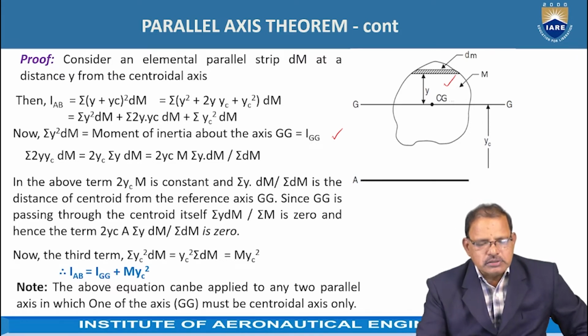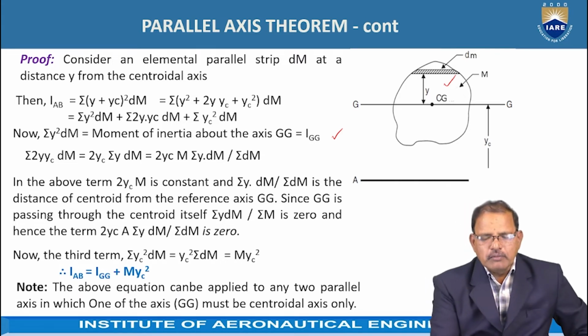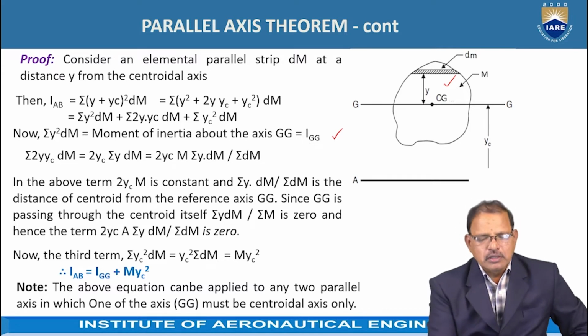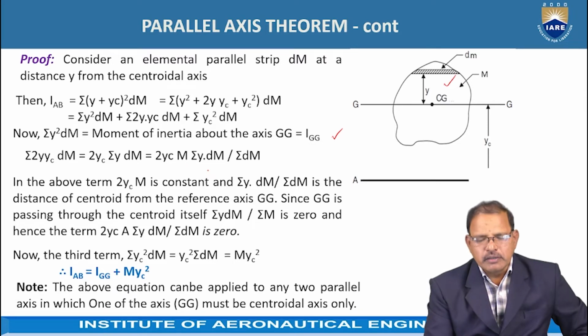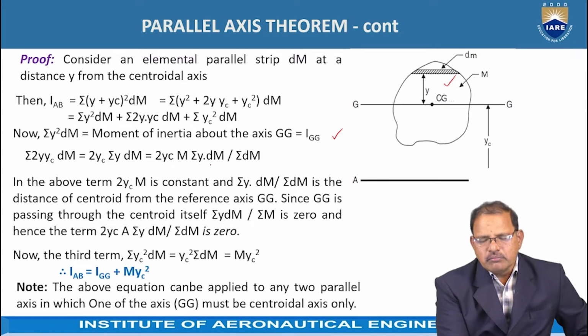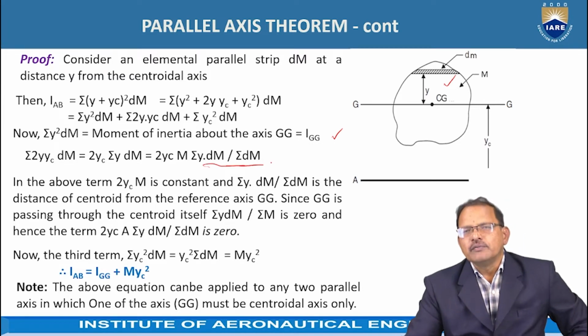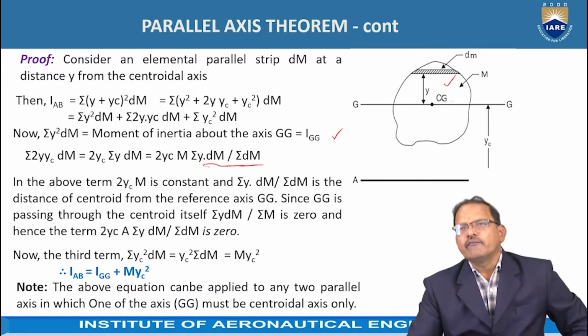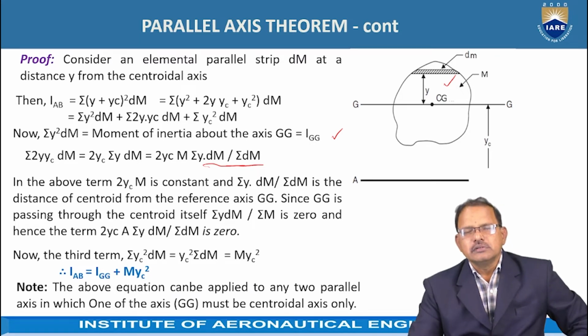Hence the remaining value is 2 yc sigma y dm. On multiplying and dividing by mass, we get 2 yc into m into sigma y dm divided by sigma dm. This sigma y dm divided by sigma dm is representing the position of the center of the element with respect to the reference line. But here the reference line GG is nothing but passing through the central axis. Hence this distance is treated as 0 now.